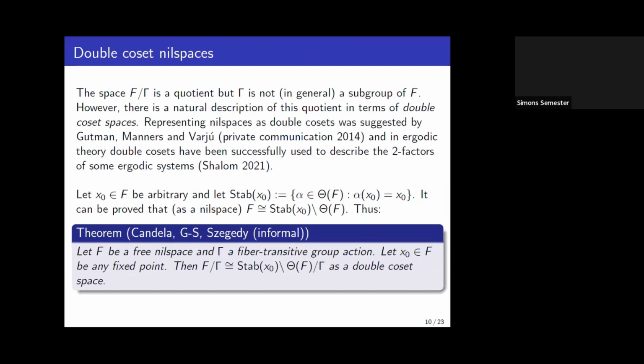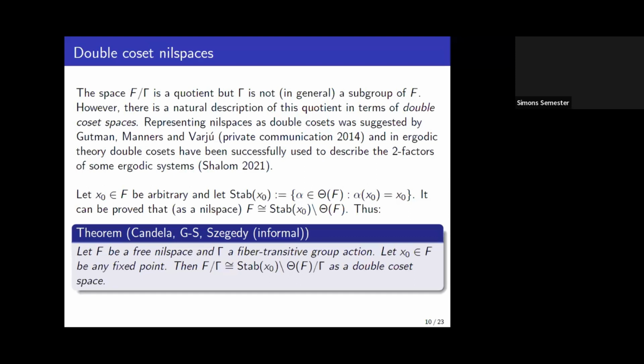But indeed, it is possible to turn this into a double-coset space. As I mentioned here, the idea of using double-cosets to represent nilspaces or some related objects like factors of some ergodic systems is not new. It has appeared before in a presentation of at least Goodman, Manners, and Berg. And also we have a paper of Shalom where he uses it to describe, as I said, factors of some ergodic systems. And the trick for doing that is the following.